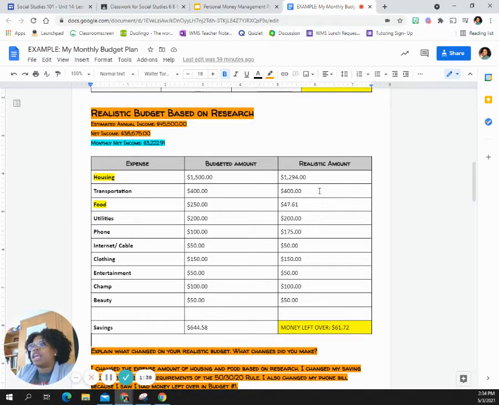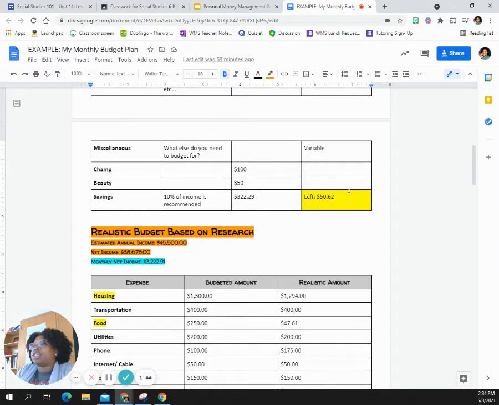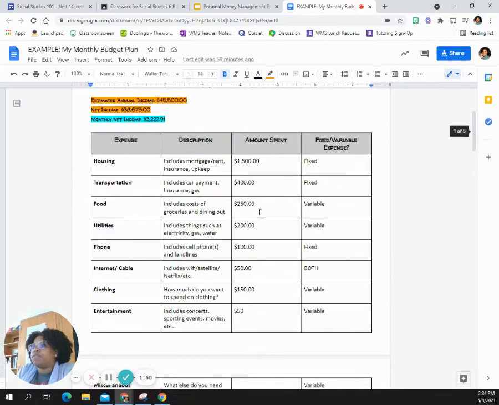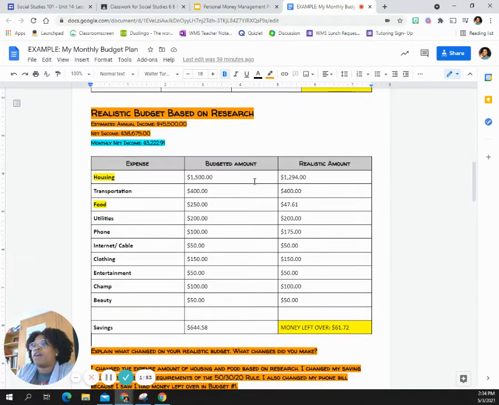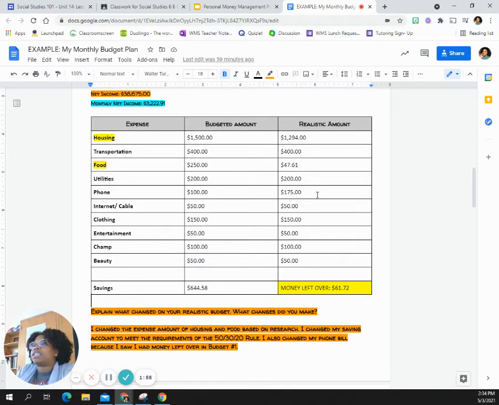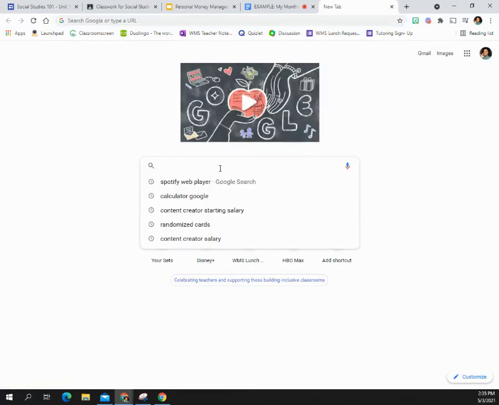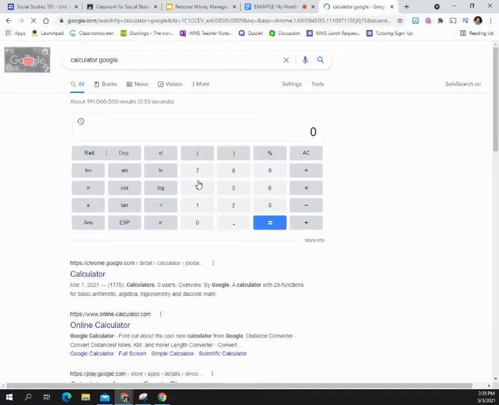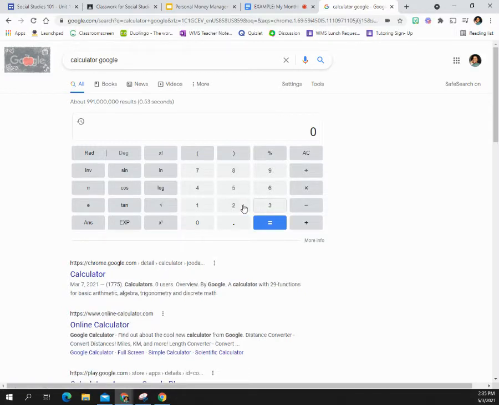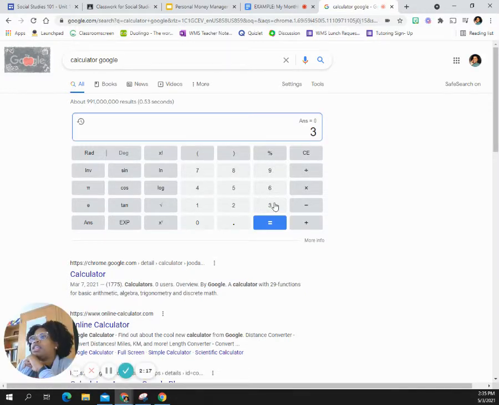The only one that I changed was going to be the phone bill. So I saw in my last budget that I had about $50 left over. That was me taking 10% out and giving me the amounts that I went off of the chart. So I saw that there were some things that I could have maneuvered or changed or added to. So make sure you have the monthly net income in your calculator. I'm going to go ahead and put my monthly net income into the calculator.